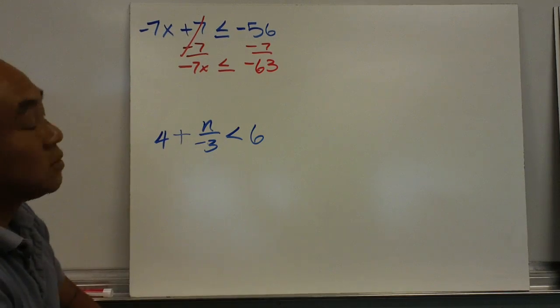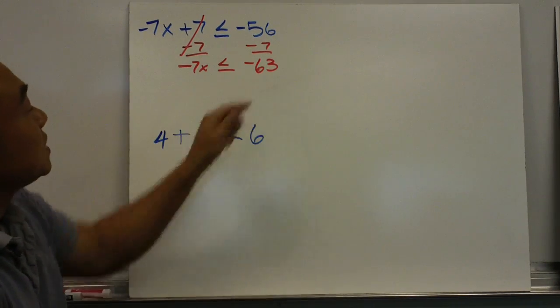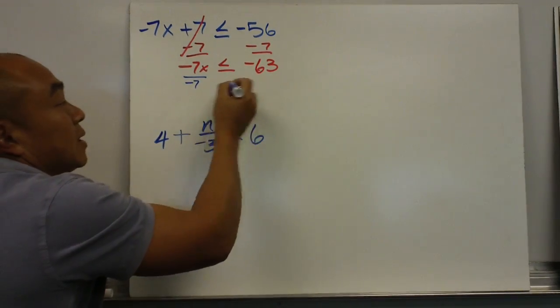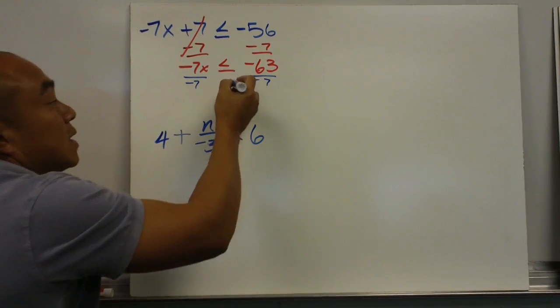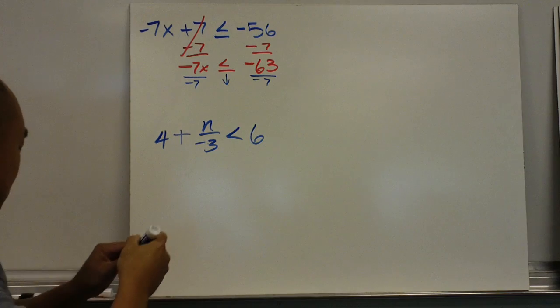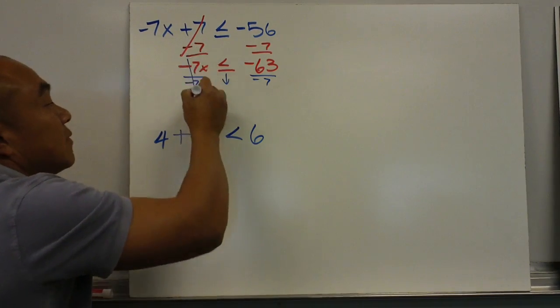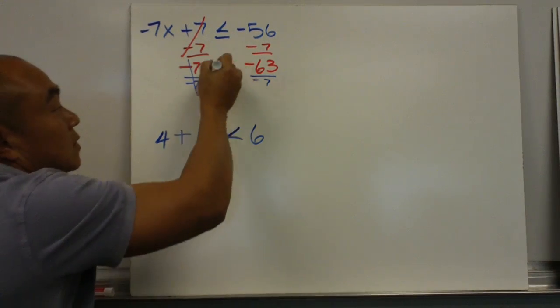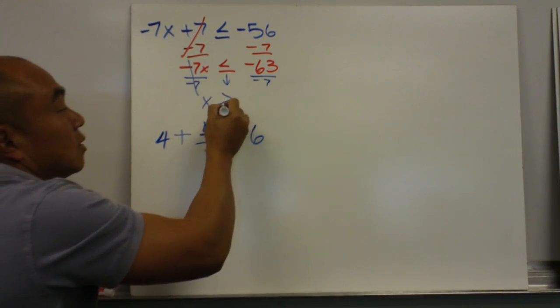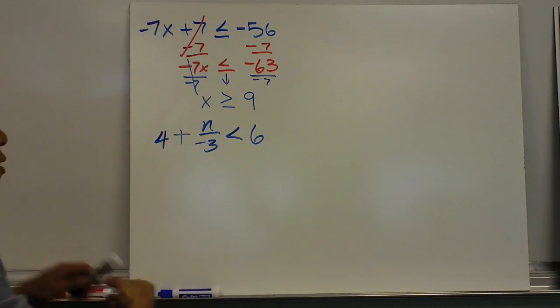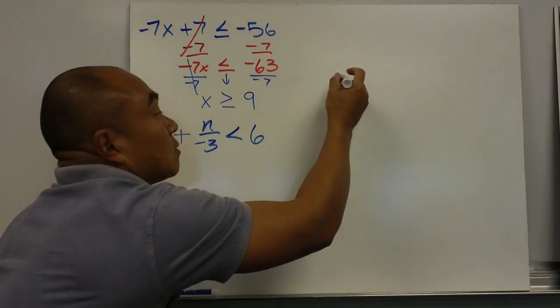Then we're going to need to divide both sides by negative 7. When you divide by negative 7, anytime that you divide by a negative, the sign switches. So if I were to rewrite it, 7 over 7 becomes 1x. This used to be less than, it's now going to be greater than, and that's going to be positive 9. And we're going to graph it out just the same way.